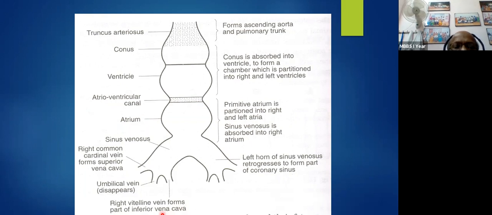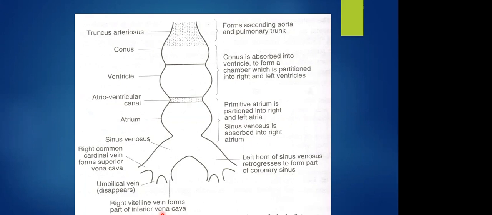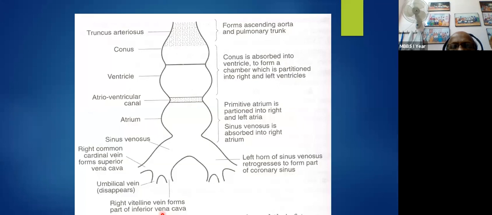So what you have to remember, three veins are opening into your right and left horns of the sinus venosus. Right common cardinal vein, right umbilical vein, right vitelline vein on the right side. Like that, the same veins on the left side. Common cardinal vein is coming from the body wall, umbilical vein is coming from the placenta, vitelline vein is coming from the yolk sac. So these are the three veins opening into the horns of the sinus venosus.